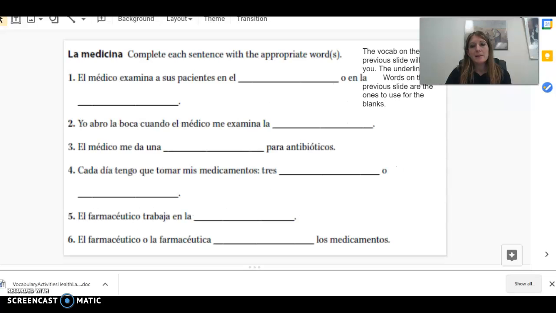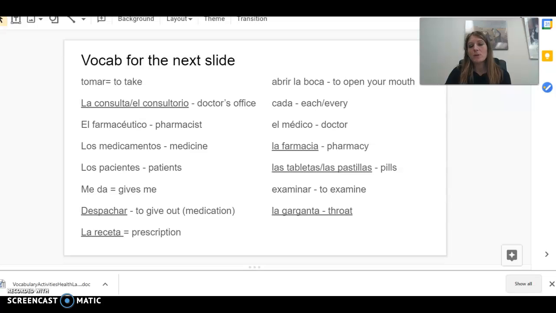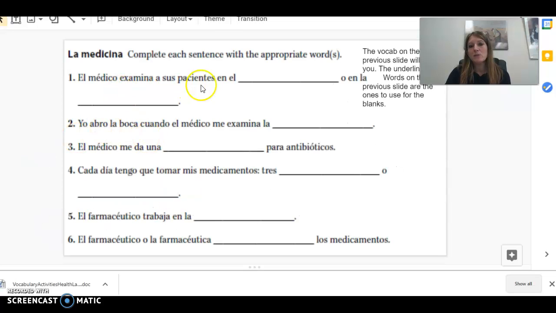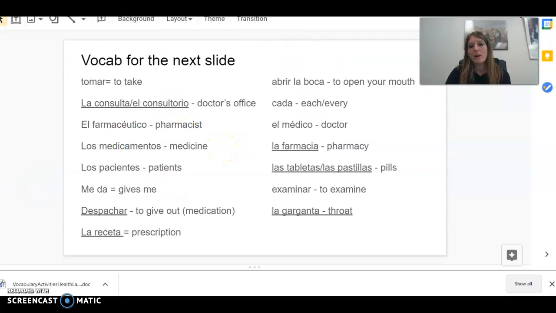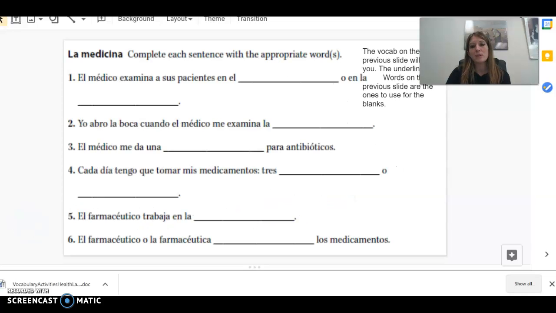So on the last slide, you are trying to fill in the blanks based on the sentences. So there's a lot of vocab here to support you in figuring out the sentences. I tried to make it fairly simple. The words that are underlined are going to basically serve as a word bank for the fill-ins. So everything that is underlined is going to be used to fill in these blanks. Okay?